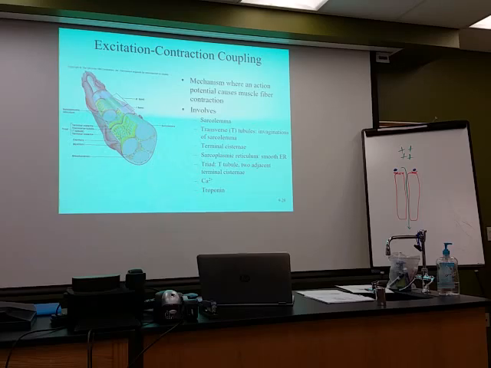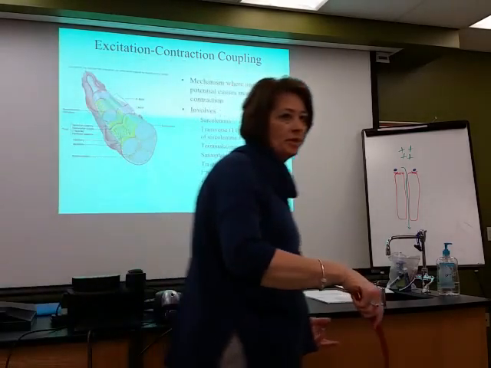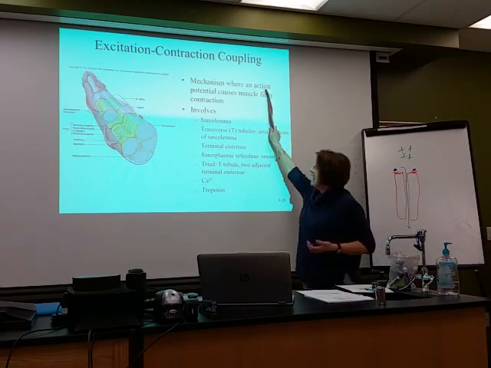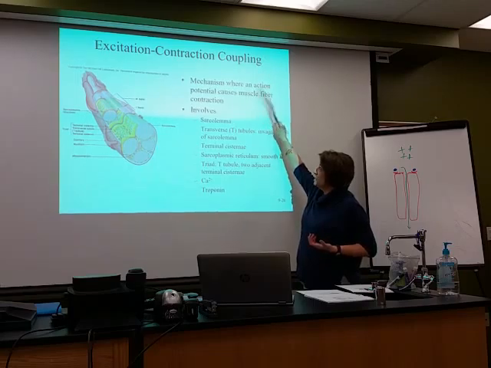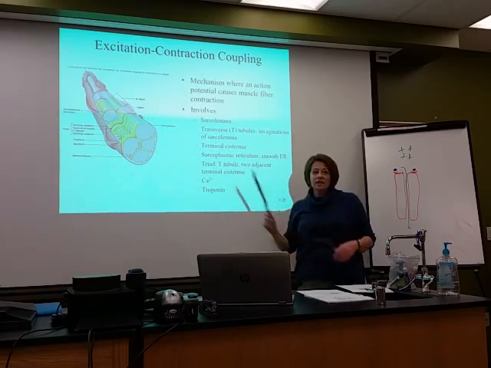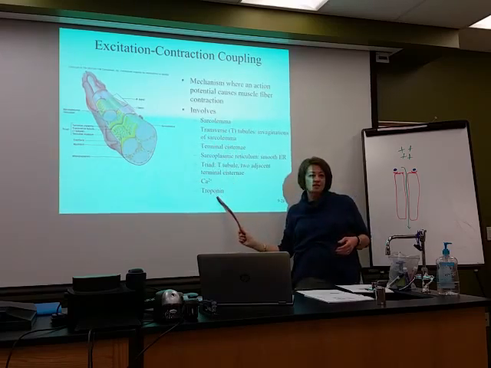Excitation, contraction. We had excitation from the nerve, contraction from the muscle. The two together, excitation, contraction, coupling. Does that make sense? So this is what you'll see it referred to as: the action potential that we get from the nerve and the contraction of the muscle. Look at everything that's involved.